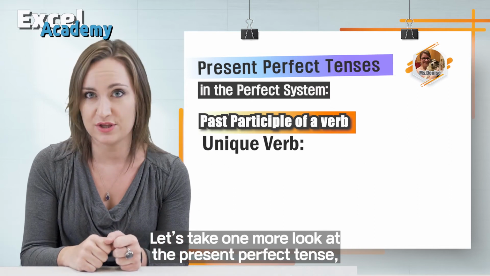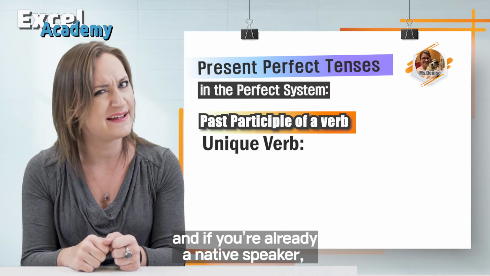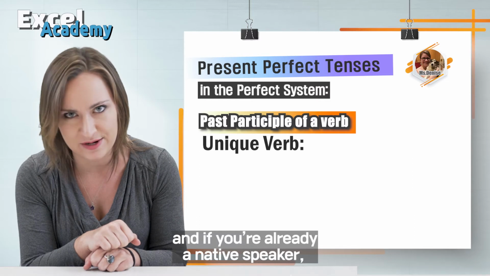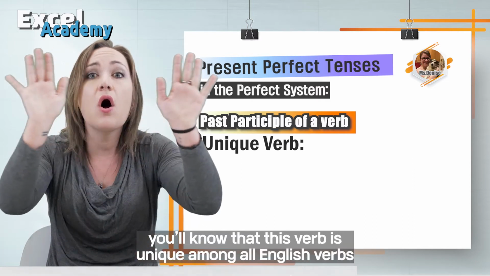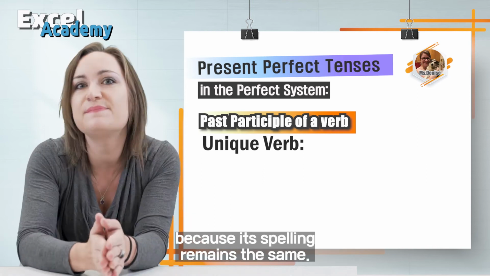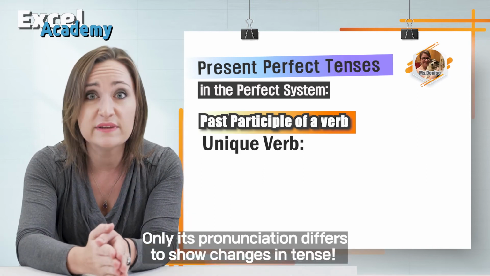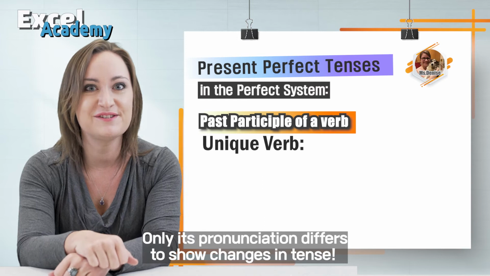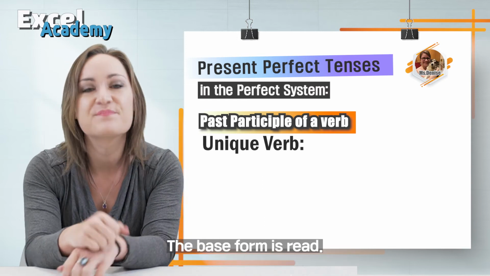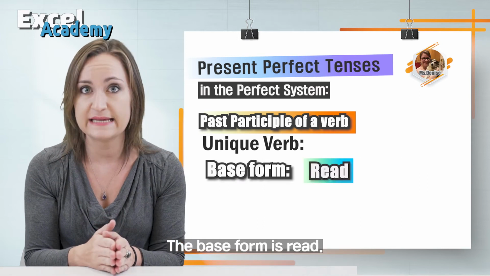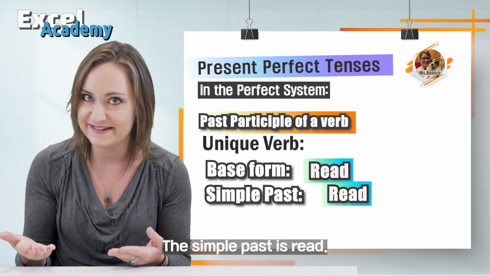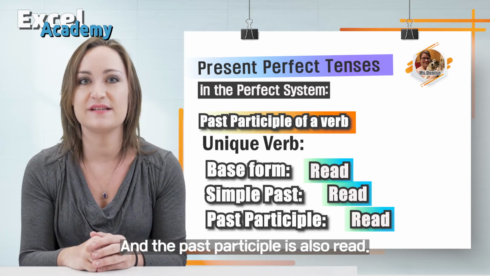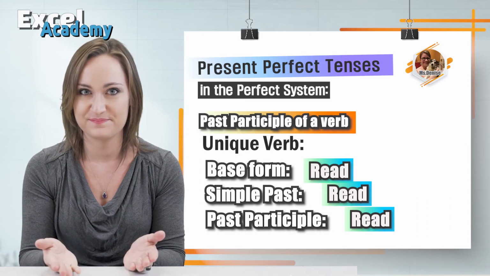Let's take one more look at the present perfect tense. And if you're already a native speaker, you'll know that this verb is unique among all English verbs because its spelling remains the same, only its pronunciation differs to show changes in tense. The base form is read. The simple past form is read, and the past participle is also read.